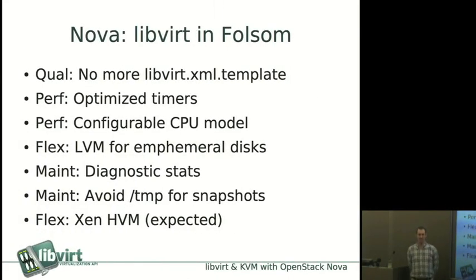So a few things that are new in the Folsom release, which is the one that's coming up. These are mostly things I've been working on, but there's been some other contributors to some of them. One of the first things I did was to get rid of the template-based configuration of virtual machines, because that was really complicating the code by splitting the configuration across 3 different areas of the code base. To replace that with a formal configuration API that's internal to the Libvirt driver.